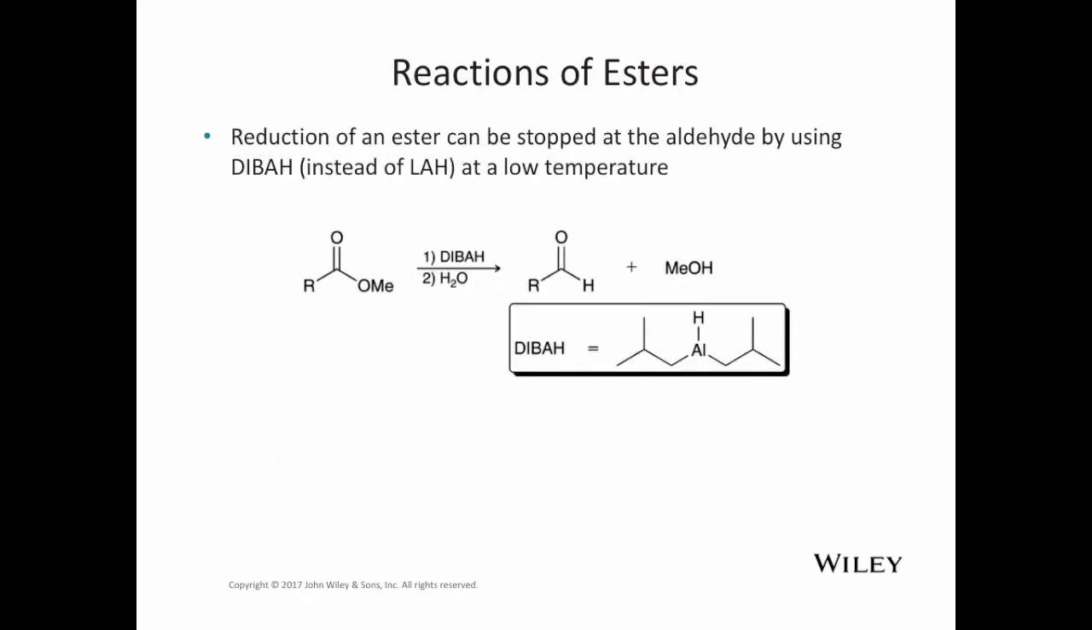If you use a special hydride reagent called DIBAH, which is diisobutyl aluminum hydride, shown here, it is much less reactive, so you can actually stop the reaction at the aldehyde stage and isolate the aldehyde rather than it going on to react to form the primary alcohol. But that is specific for this DIBAH reagent.